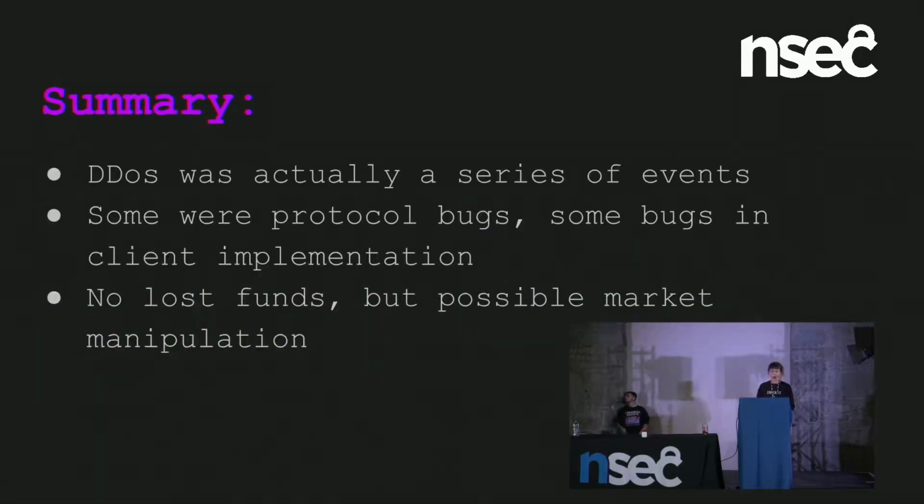In summary, the DDoS was not one event, it was a series of events. It revealed a bunch of bugs, some in the protocol itself, some in specific client implementations. There were no lost funds, but since the attacker was actually spending their own money in the form of gas to execute this attack, their motivations are quite unclear. This did result in price drops, so possibly this was an attempt at market manipulation, but both their identity and their motivation are unknown. In some ways, you might say they did us a favor by revealing these weaknesses in the protocol.